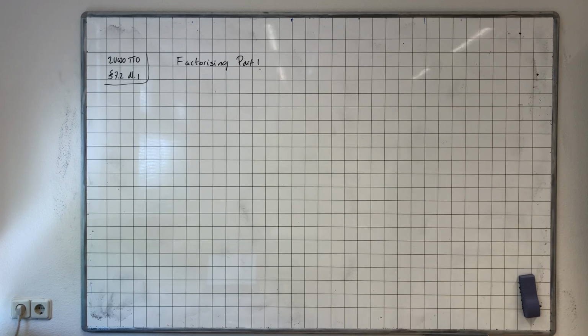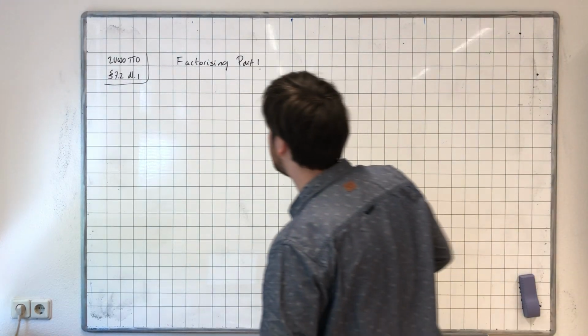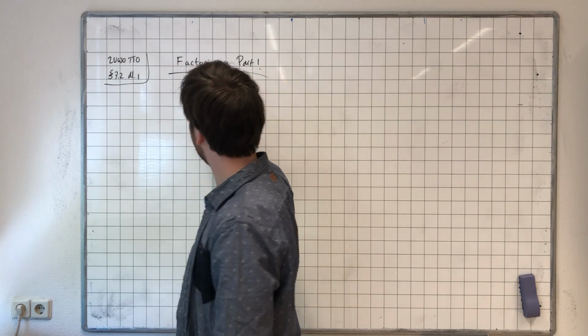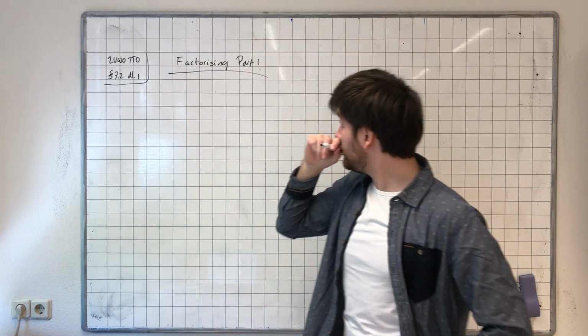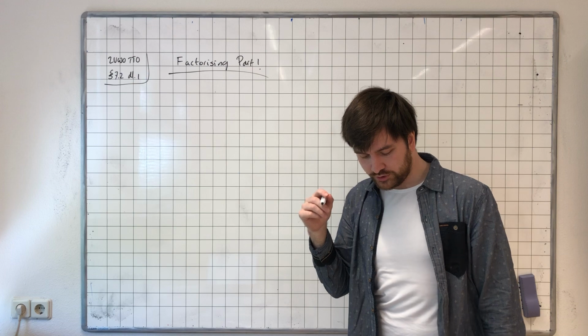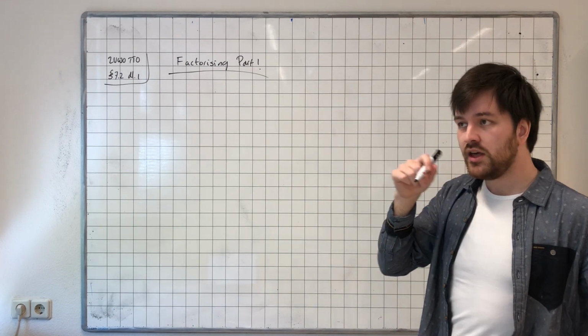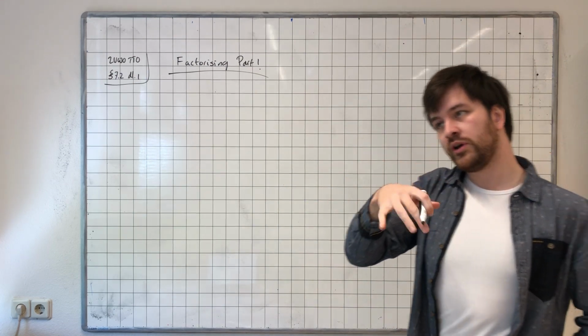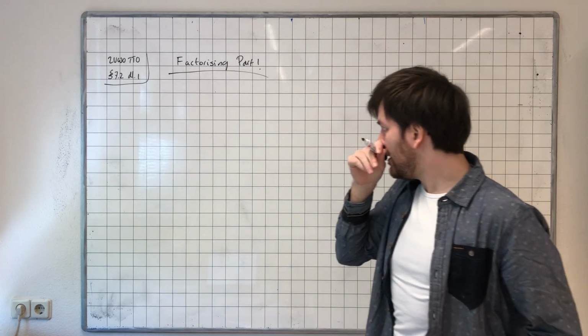Good morning, everyone. In this video, we're going to talk about paragraph 7.2. And in paragraph 7.2, we're going to look at factorizing. It has something to do with what we did before the holidays.